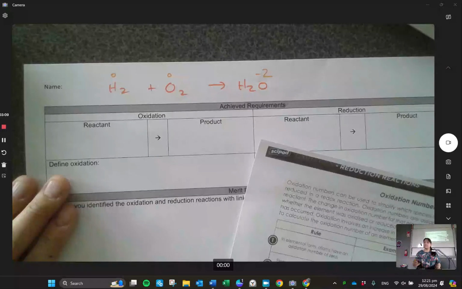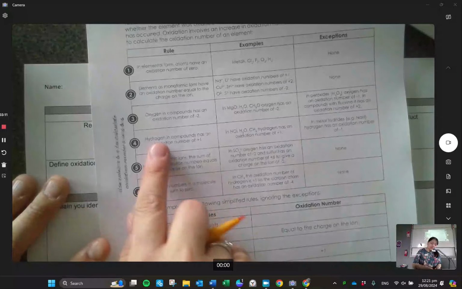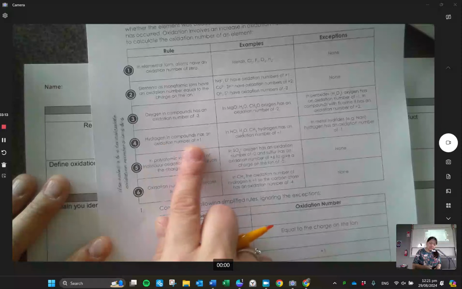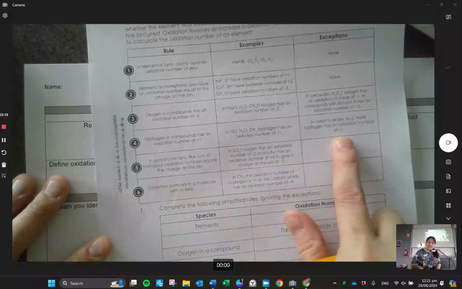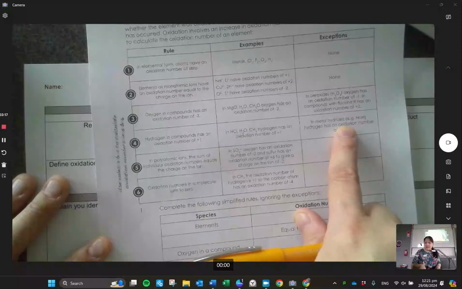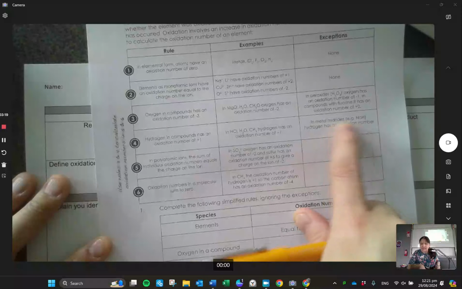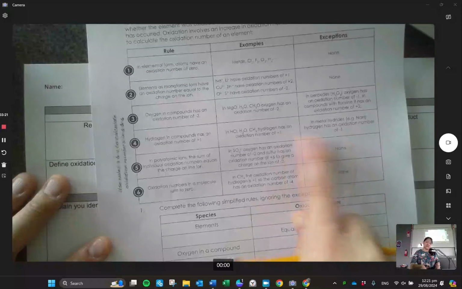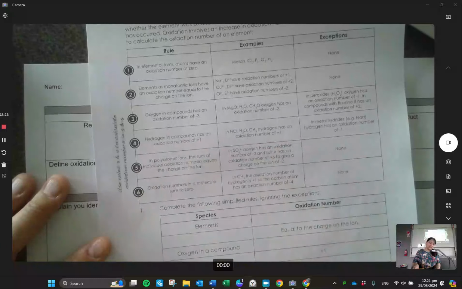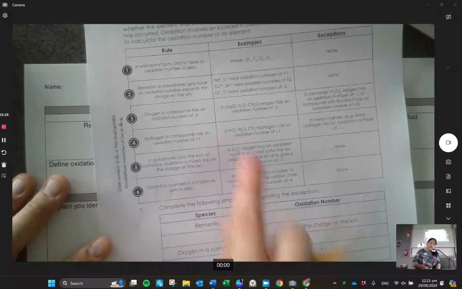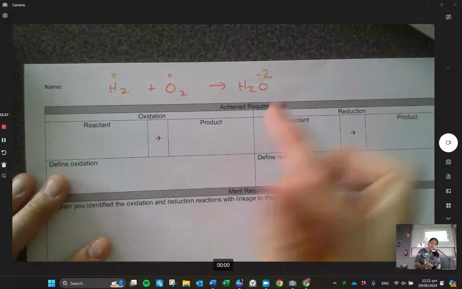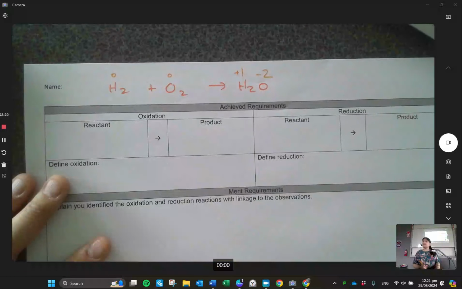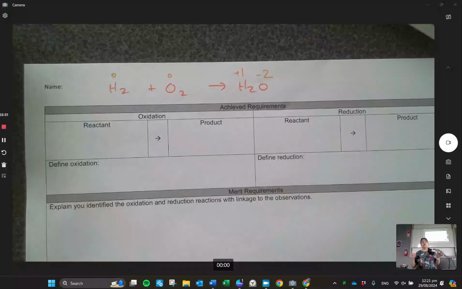We good? All right. Next one, it says hydrogen in compounds has an oxidation number +1, except if it's in a metal hydride, in which case it's -1. So there's some exceptions to the rule, but for the most part, we're dealing with +1. In this case, we're talking about water, so hydrogen is +1. So that's how I'm pulling these numbers.